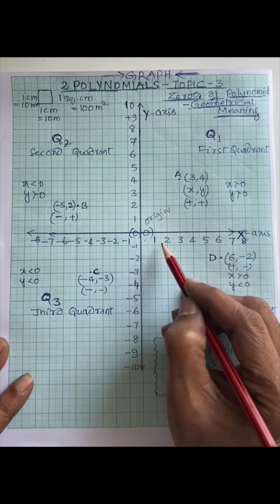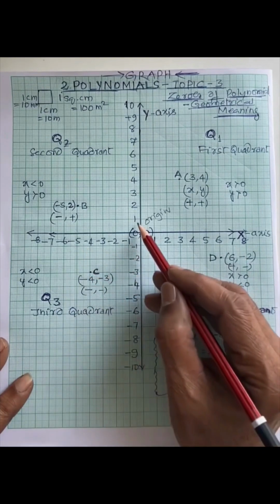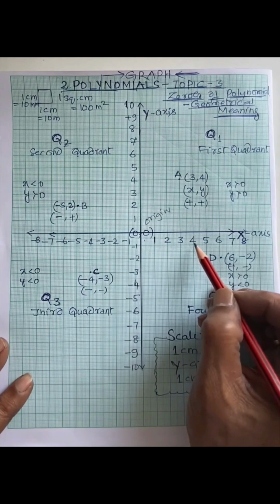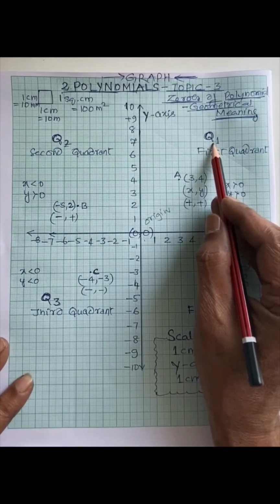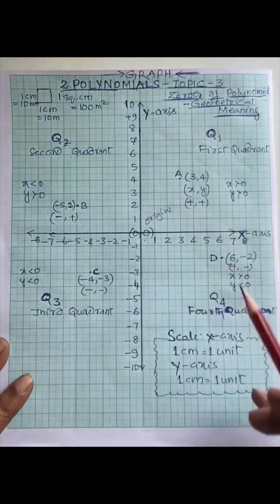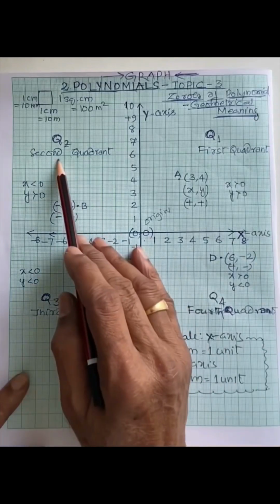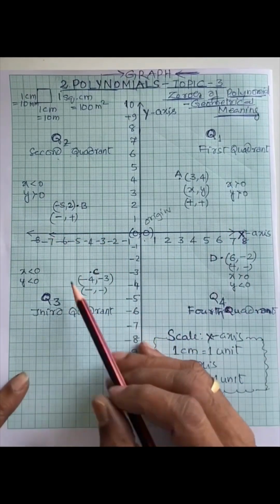See here 1 2 3 4 5 6 minus 1 minus 2 1 2 3, like this we have real numbers. Now this graph is divided into 4 parts: Q1, Q2, Q3 and Q4. Q1 is first quadrant, second quadrant, third quadrant and fourth quadrant.